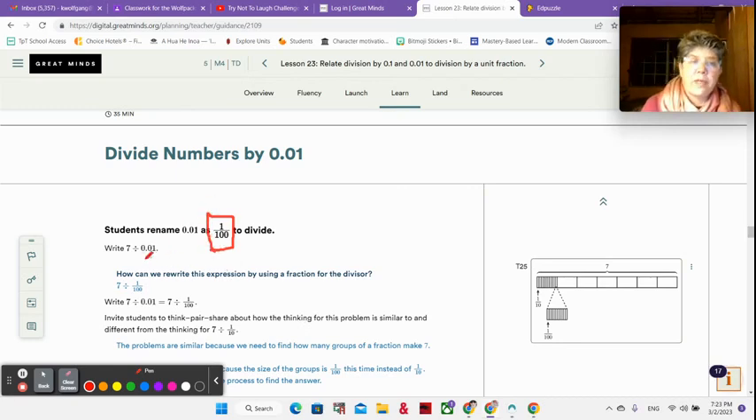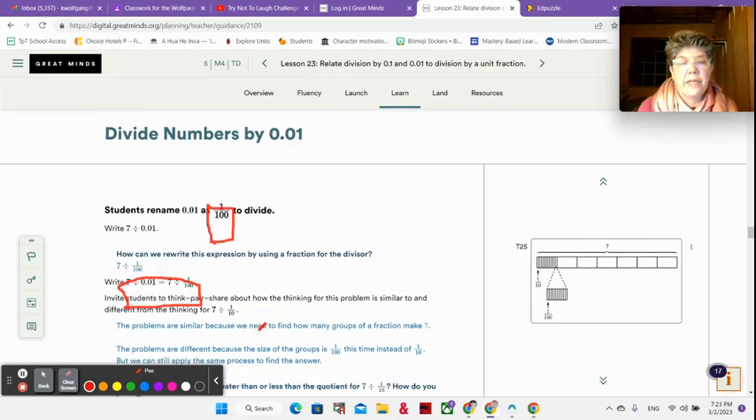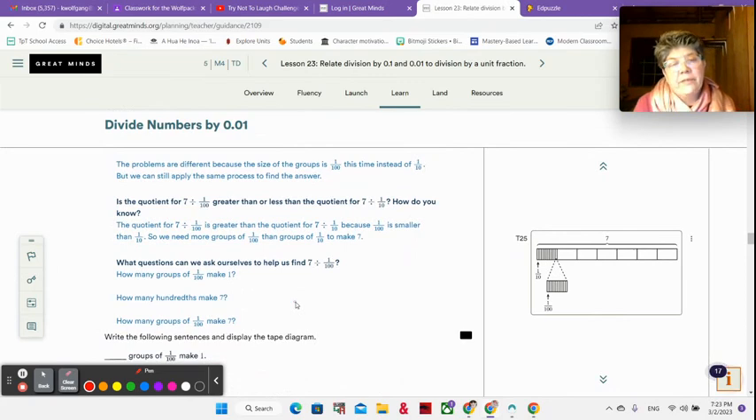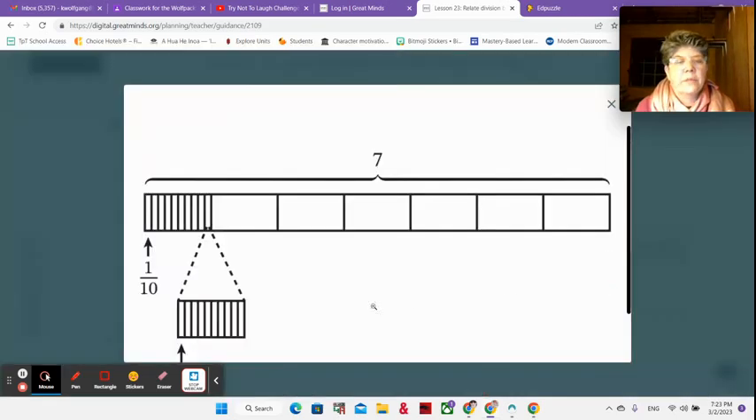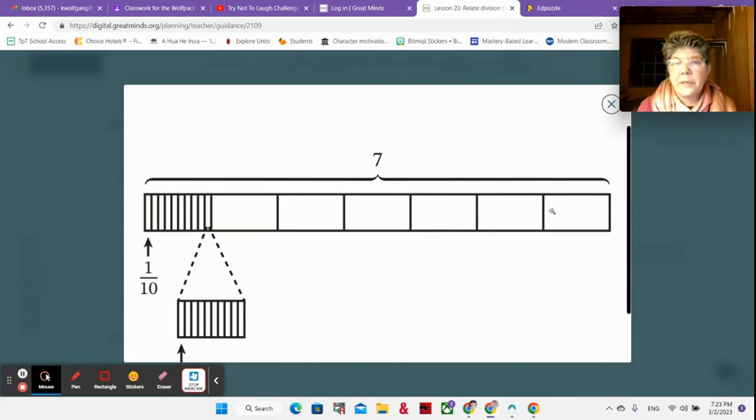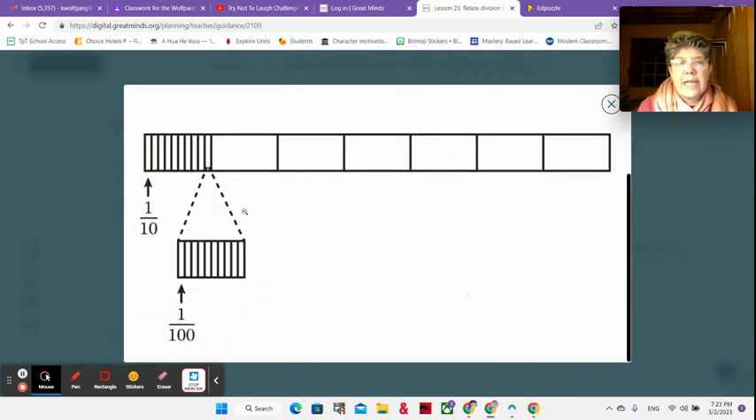We're thinking about 1/100th. So we have 7 divided by 1/100th. Very similar to what we were doing, except now we have 1/100th. So let's look at our tape diagram, and you can see that we have 7 parts, right? And each of those parts has 10 pieces, right?